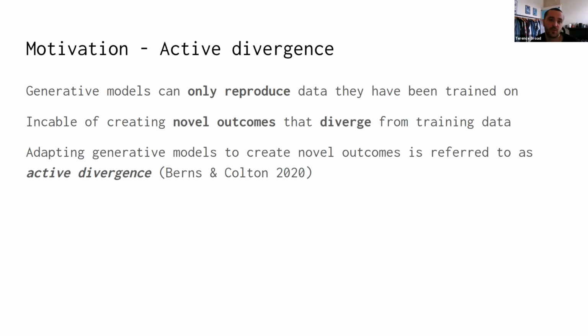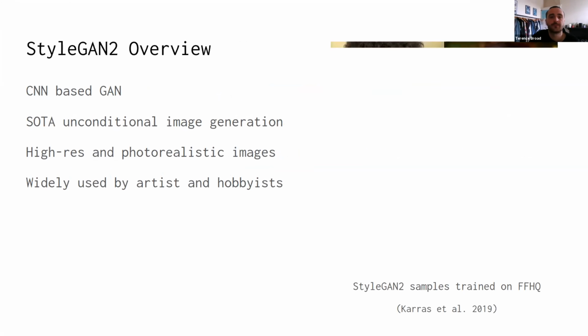The other motivation for this work is achieving active divergence. Generative models can only imitate what they've been trained on, and they're not very good at creating completely novel outcomes which totally diverge from the training data. Methods that do try to actively diverge from the training data have been referred to as active divergence in a paper from Sebastian Burns and Simon Colton at ICCC last year. With our network bending, we want to create a new method for doing this.